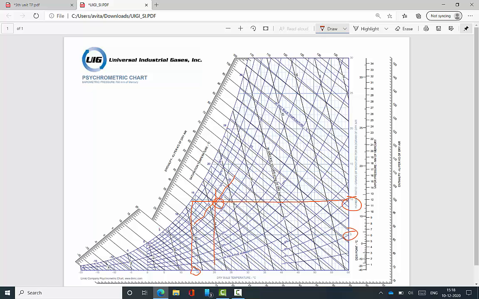Then from that point, I draw a line parallel to the inclined lines. It touches the saturation curve. At that point, I get the WBT value. That value is in between 15 and 20, but the point is close to 15. Therefore, I can take the value as 16 degrees Celsius. Then further extend the line to the enthalpy scale. It shows the enthalpy value, which is approximately in between 45 and 50. Therefore, I can take 46 kJ per kg of dry air.